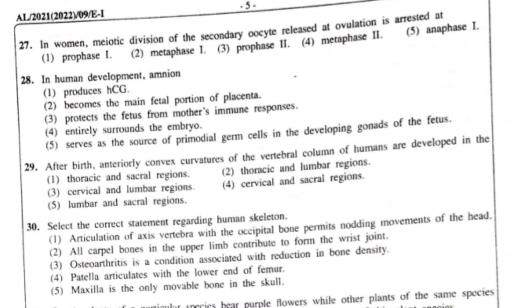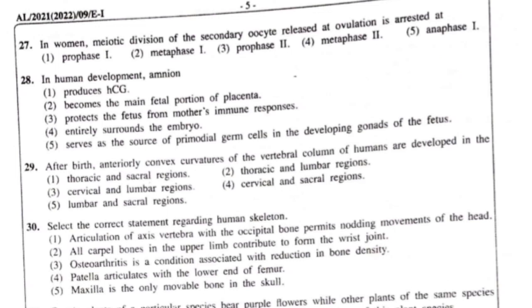Question number 30. Select the correct statement regarding the human skeleton. The first statement is wrong because the axis vertebra does not articulate with the occipital bone. It should be the atlas vertebra. The second statement is wrong because all the carpal bones don't contribute to form the wrist joint. It is just some carpal bones. That means the proximal carpal bones will contribute to form the wrist joint, not all. So the second one is wrong.